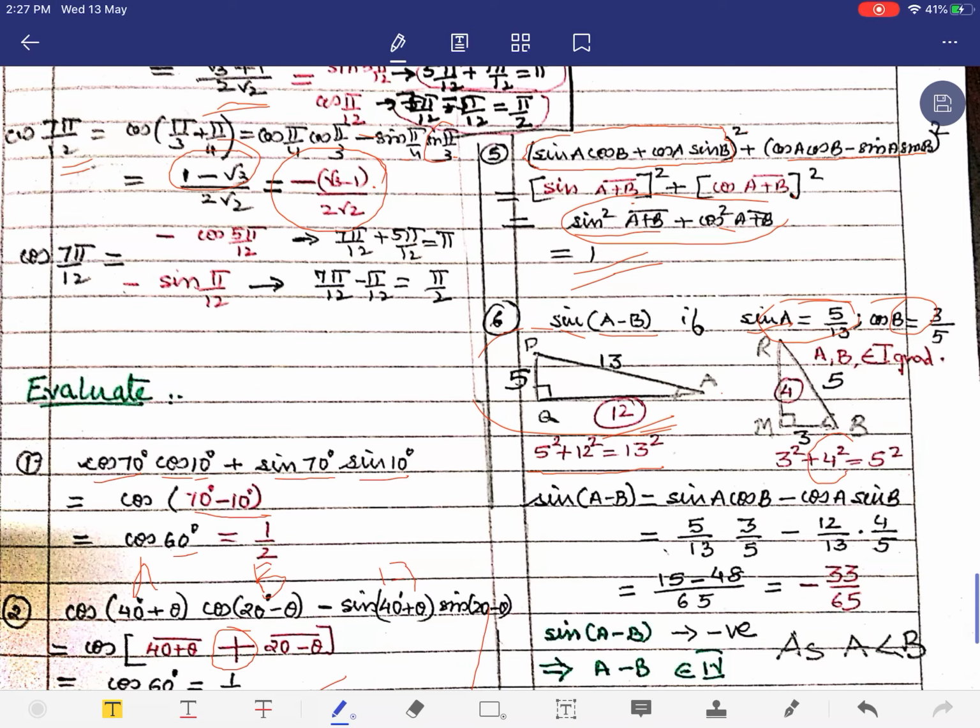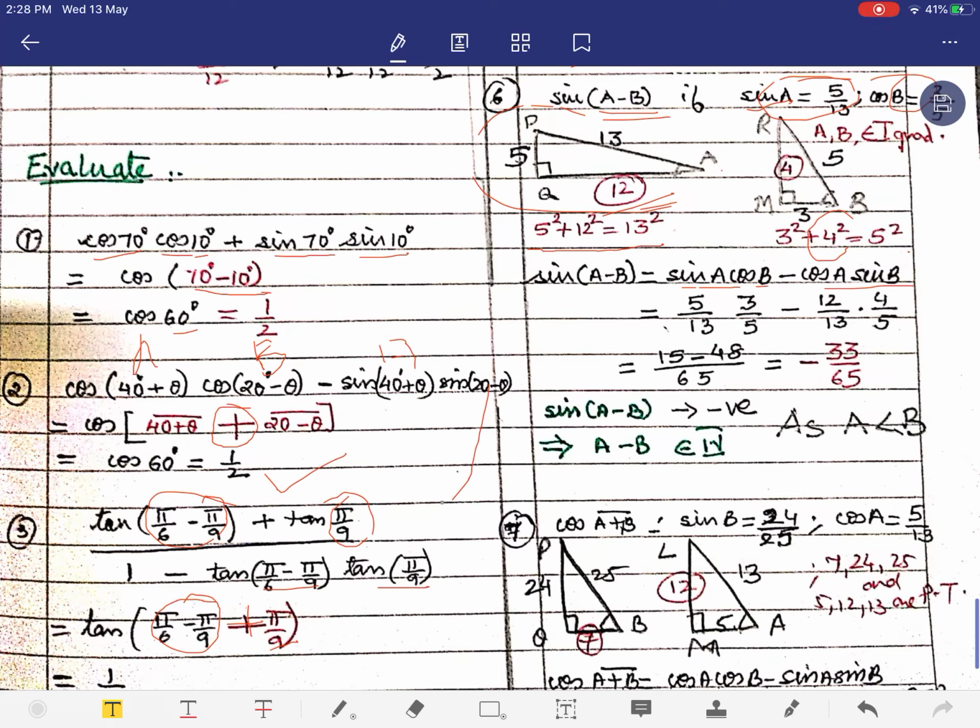Now, the question says find the value of sin A minus B. Rewrite the formula sin A cos B minus cos A sin B. Put the values, which are very clearly in front of us. We will put the values and we find it is minus of 33 upon 65. Now, this ratio comes out to be negative. Now, what is the significance of this negative sign? We need to know all these things.